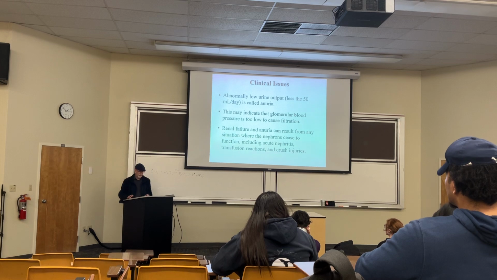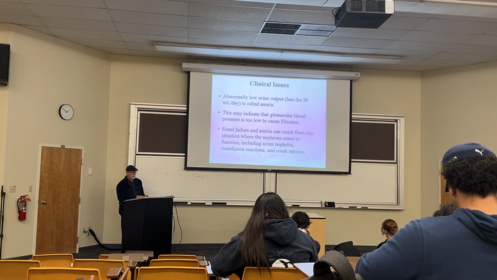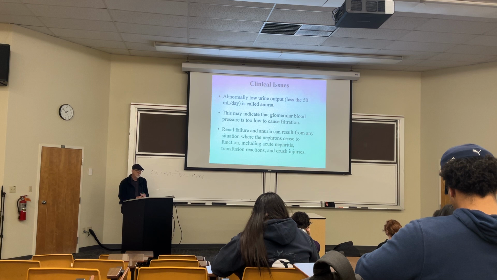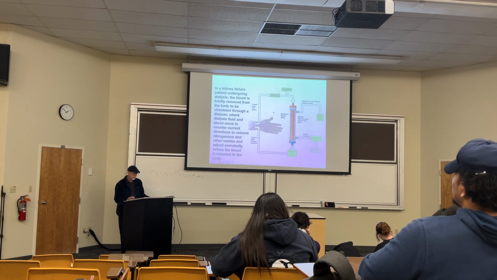I know the clock, so let me just go real fast. Normally, we need at least 400 milliliters of output of urine a day to maintain body homeostasis. If you have less than 50, your kidneys will start to shut down. That's not enough perfusion. And so this would be anuria, lack of urine, essentially, if you're at 50 milliliters or less a day.